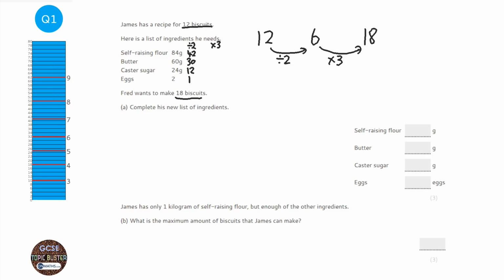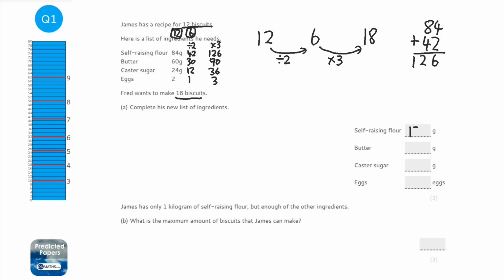And now, because we've got 12 biscuits here, and we've halved them to make 6, a different way of doing this is just adding them together. 12 plus 6 is 18. So instead of timesing the 42 by 3, I could just add it to the 84. So 84 plus 42 would be 126. Again, 60 plus the 30 is 90, 24 plus the 12 is 36, and 2 plus the 1 is 3. So the answers are 126, 90, 36, and 3.